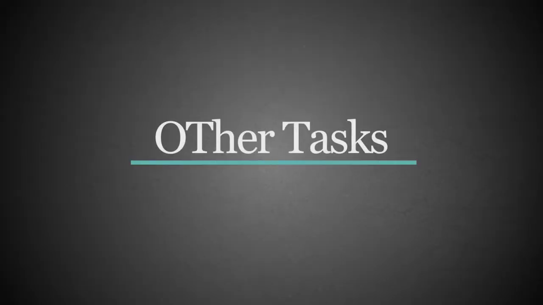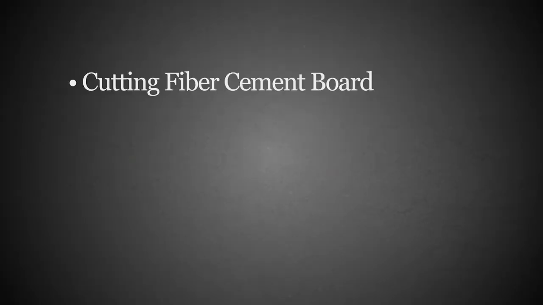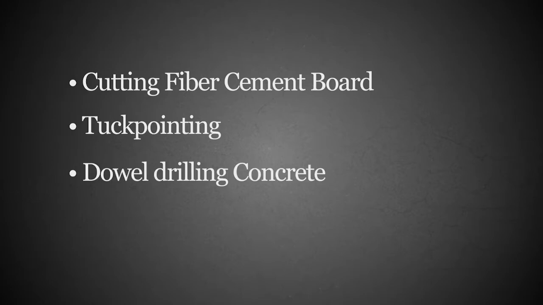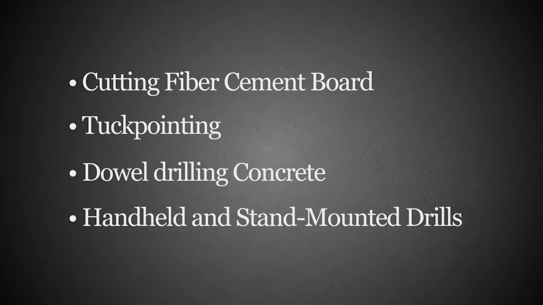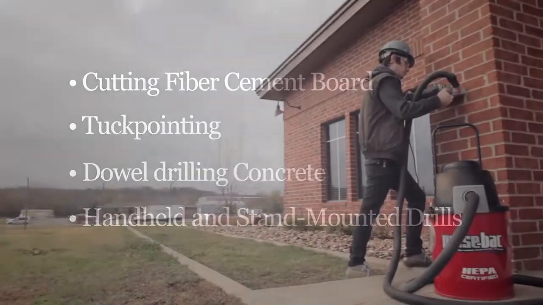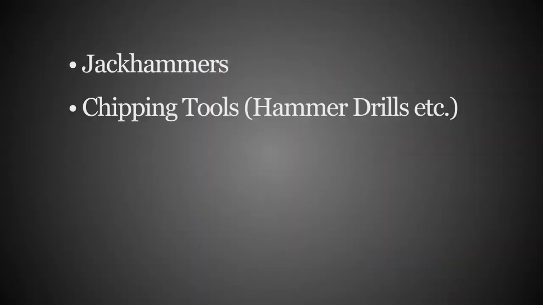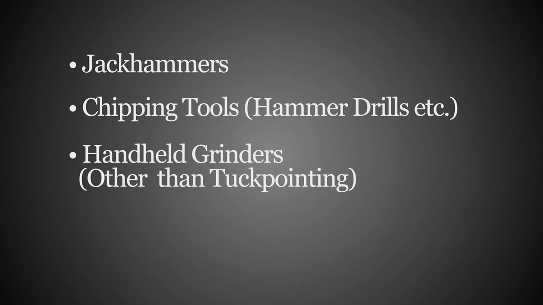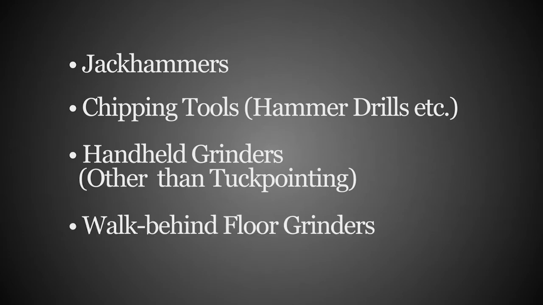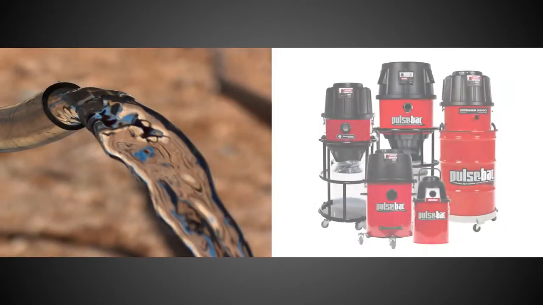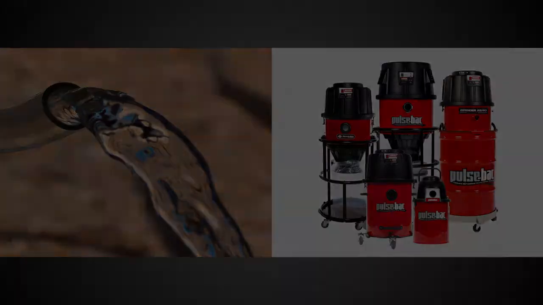Other tasks have different requirements and options. Things like cutting fiber cement board, tuck pointing, dowel drilling concrete, and using handheld and stand-mounted drills must use a commercially available dust shroud and a dust collector. Jackhammers and chipping tools, like hammer drills, handheld grinders, walk-behind milling machines, and floor grinders have the option of using a water delivery system or a dust collector for less mess.